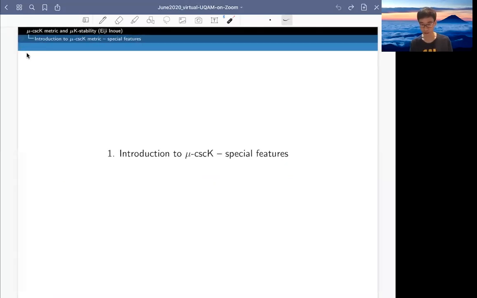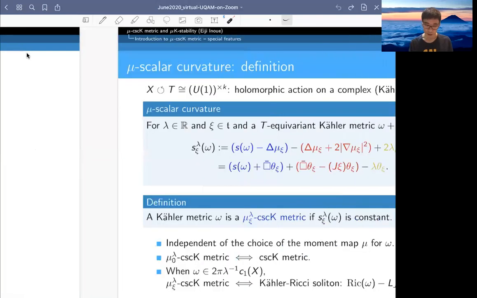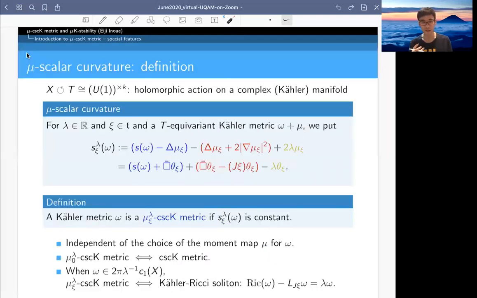Okay. Let's see the definition of mu-cscK metrics. Let X be a compact Kähler, not always compact, but usually we assume compactness. Let X be a complex Kähler manifold, and T be a torus acting on X. And we consider a T-invariant Kähler metric omega, endowed with a moment map, which is a map from X to the dual of t, where t is the Lie algebra of this T. And we also denote by mu-c the pairing of a vector c and this moment map.